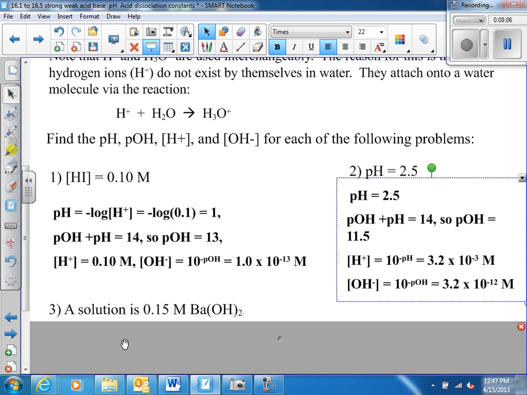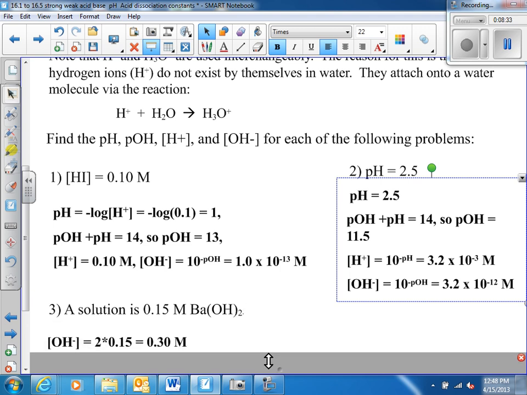Okay, last one. This is a little trickier because I have 2 OHs for every one BaOH2. This is fully soluble. It's a soluble ionic compound. So if I have 0.15 molar barium hydroxide and there's 2 OHs in one of these, hopefully you recognize the OH concentration will be double this because for every one of these I have 2 OHs. So OH is going to be 0.30.